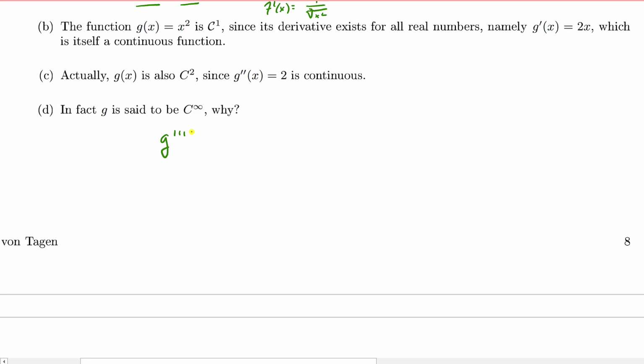Specifically, when I take the third derivative, notice I get 0, which is continuous on the entire real line. Same thing if I took the fourth derivative, I get 0, which is continuous on the real line, and I can repeat this as often as I wish. So in fact, it turns out that a polynomial like x squared is what we call C infinity, meaning it is differentiable a countable number of times.